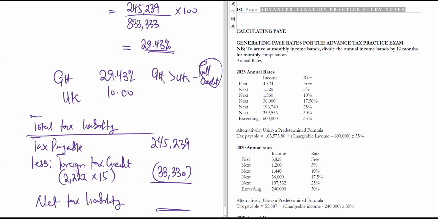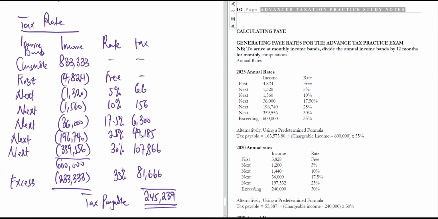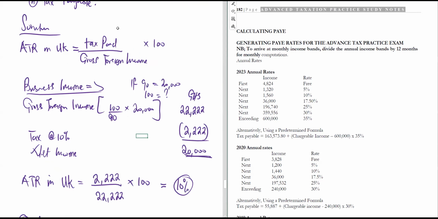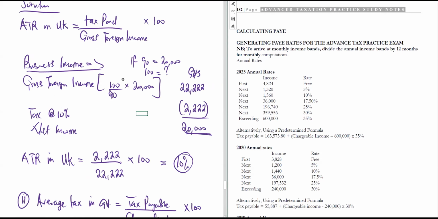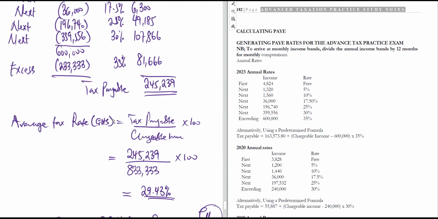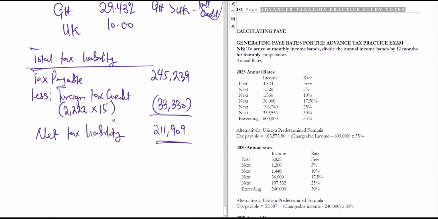239 minus 33,330 is 211,909, right? Yes, please. So that is it. This is how we compute foreign tax credits under our Ghanaian tax law, right? If you have 3 incomes, for each separate income, you calculate its own average tax rate. Is that okay? I hope it wasn't difficult.